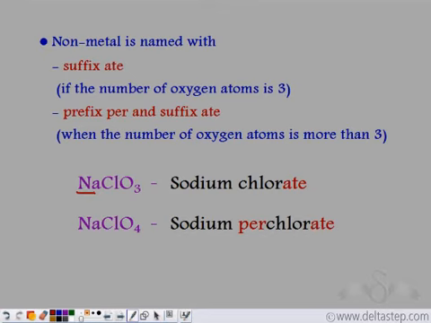Similarly, if the number of oxygen atoms is more than 3, so in this case we have 4 oxygen atoms, again, sodium remains as it is. The non-metal is given a prefix "per" and suffix "ate." So when we have 4 oxygen atoms, which is greater than 3, the metal remains as it is, which is sodium. The non-metal, chlorine, it's given the suffix "ate" and prefix "per." So it becomes sodium perchlorate. So these are the rules which are followed.